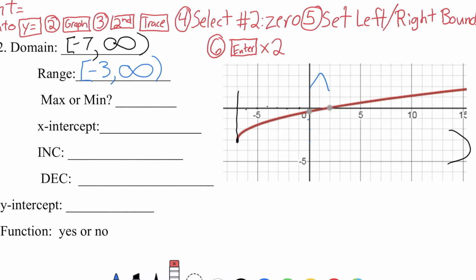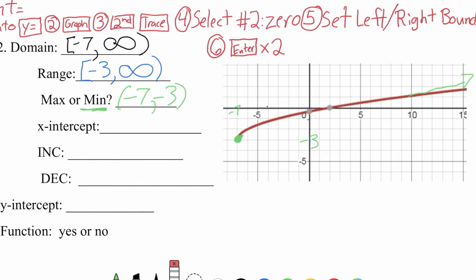I'm going to erase it for our domain and range so we can look at our min or max. So looking at this graph, we can see that we can pinpoint our smallest point, but we cannot pinpoint our largest point because this graph is going to keep going forever and ever and ever up slowly. So we're going to have a min, and that min is going to be at negative 7, negative 3. So negative 7, negative 3.